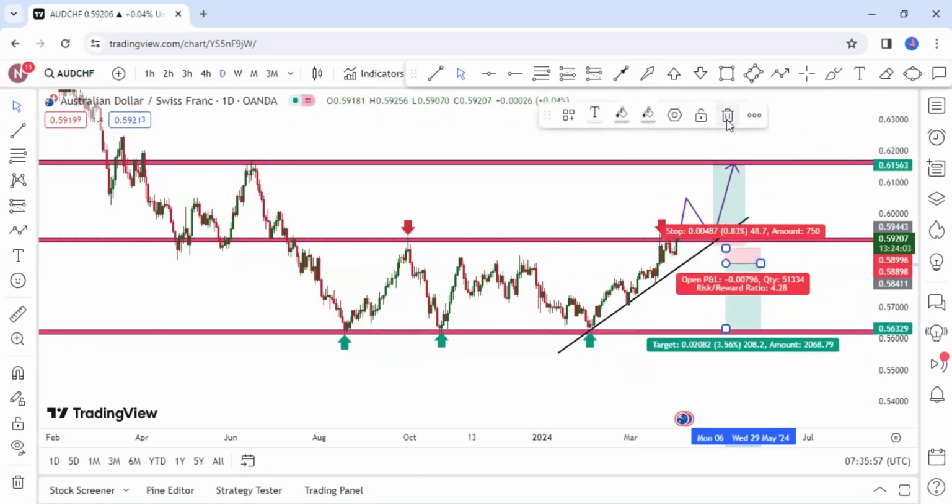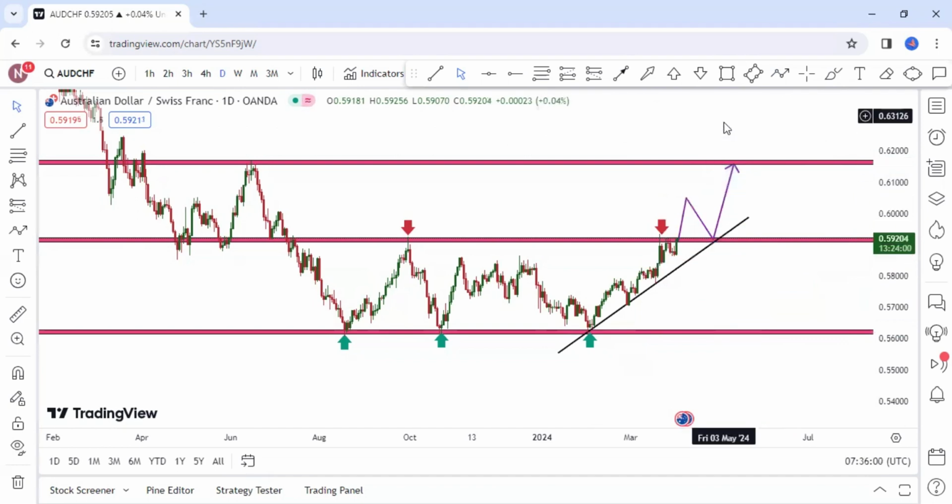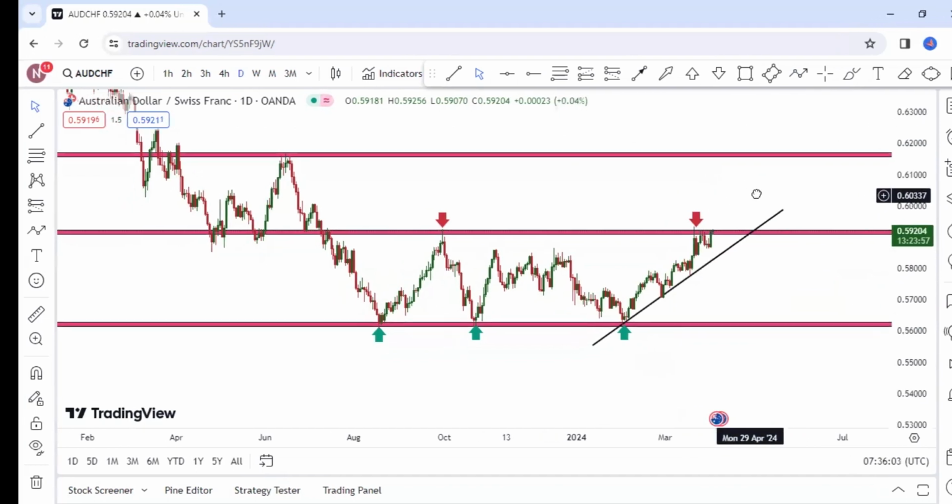Let's now wait and see how the market will perform.